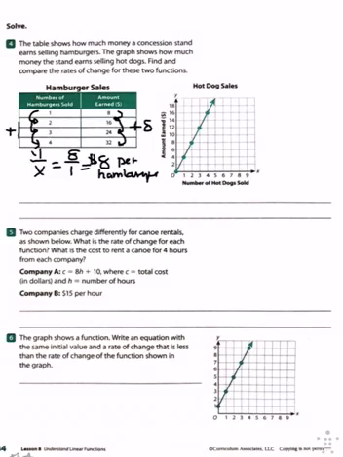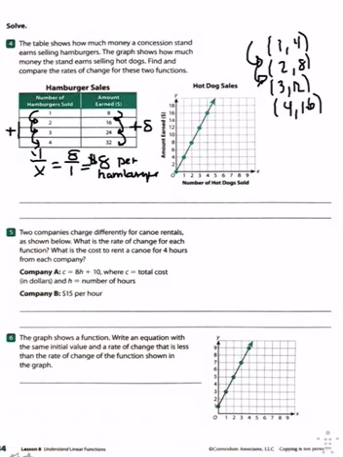For the graph, I'm going to write down the points I can read clearly. 1 and 4, 2 and 8, 3 and 12, 4 and 16. Then I can find my rate of change. 1 to 2, 2 to 3, and 3 to 4. I'm going up 1. 8, 12, and 16. I'm going up 4. We write it y over x. That would be 4 over 1, which is 4. It makes $4 per hot dog.